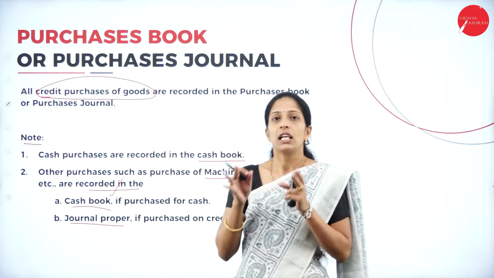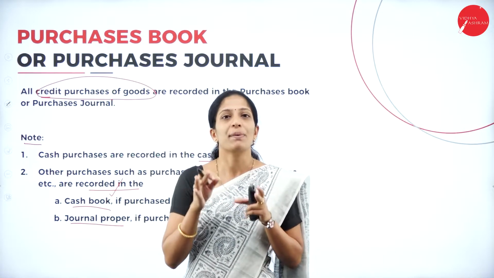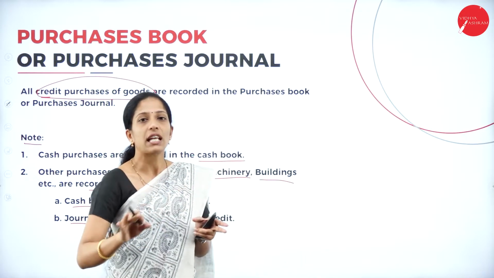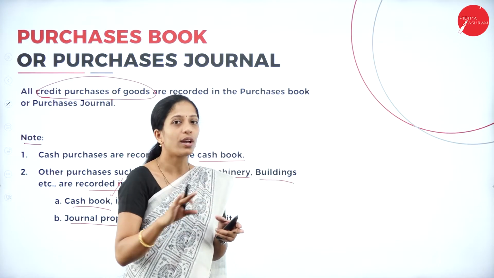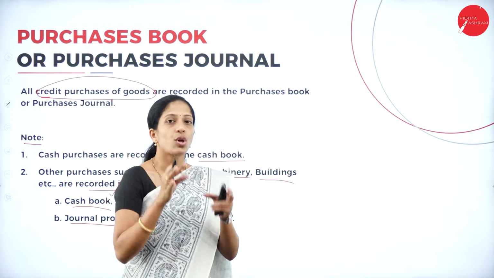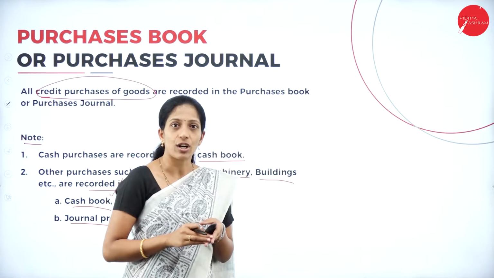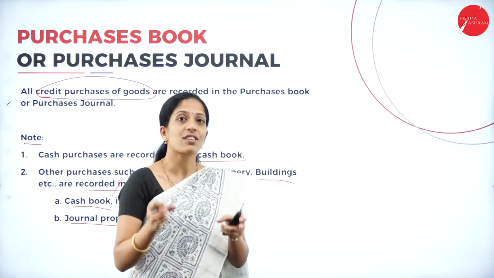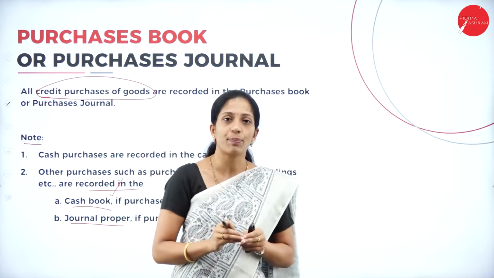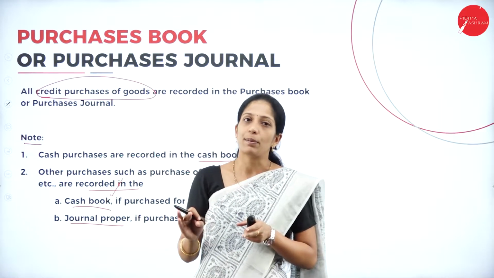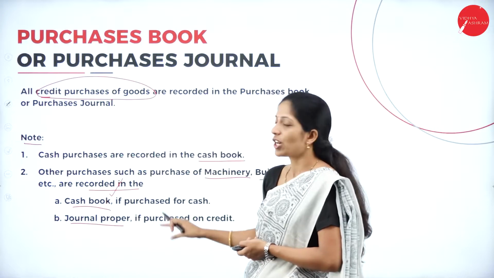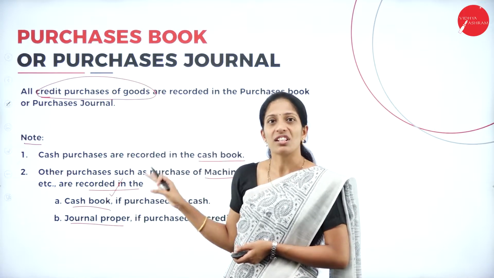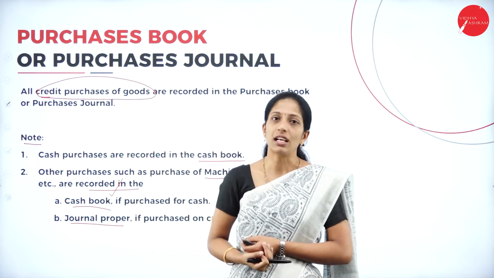So remember, in the purchase book, we will record only purchase of goods, not any other assets, and only credit purchase, no cash transactions. All the cash transactions will be recorded in the cash book, and if an asset is purchased on credit basis, we are not going to record it in the purchase book, we will record it in the journal proper. So these points you have to remember. If you know these points, it's very easy to prepare the purchase book.